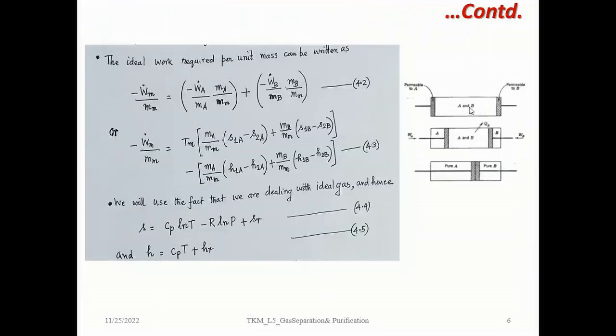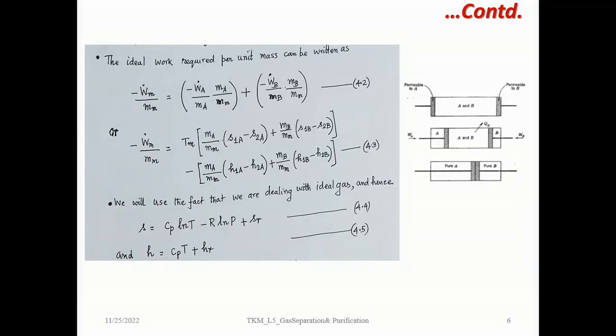Now, we are having two gases in our cylinder, and we are now trying to separate these two gases. So, we should find out what is the work requirement for compressing unit mass of gas. Okay, now let's find out that. If you want to do that, we can rewrite this as minus W dot M divided by M dot M. Here W dot is the total work requirement, and the subscript m represents the mixture.